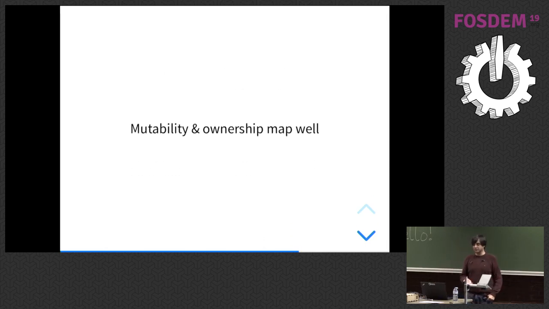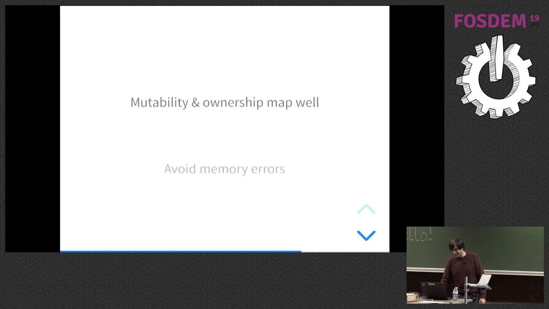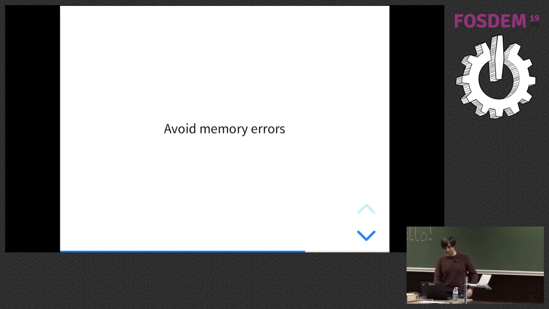And the concepts of mutability and ownership in Rust map really well to the GStreamer concepts. I had an example here, but I'm skipping it because we don't have enough time. But I'll have other examples later. And to avoid many memory errors in general, as I said, in C and C++ it's really easy to make those. So Rust lets you avoid those.